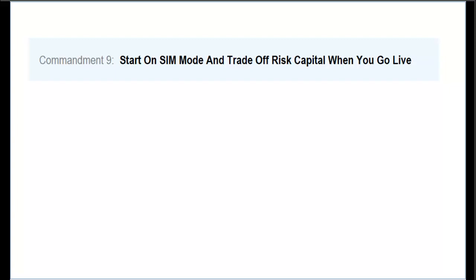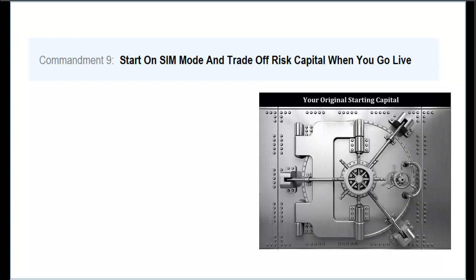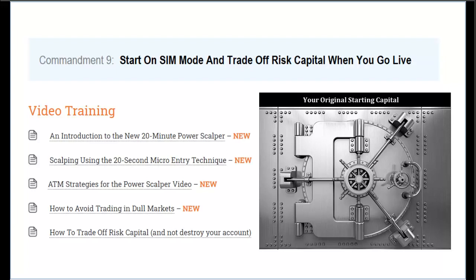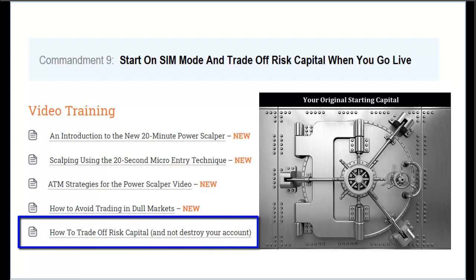And so another thing you might want to do is trade off of risk capital when you start trading in your live account. Now, I've got a great video on that towards the bottom of the knowledge base page in the video training section, how to trade off risk capital and not destroy your account. So basically, it's real simple. Let's say you had a $5,000 account, send in an extra $500, that's your risk capital, and that can be allotted to following this system without fear.